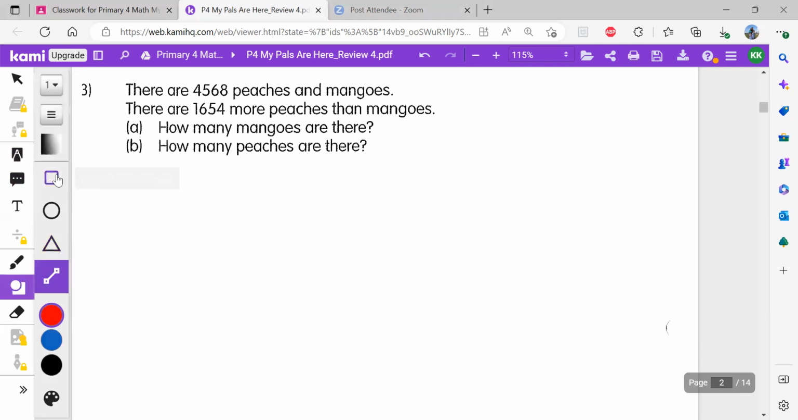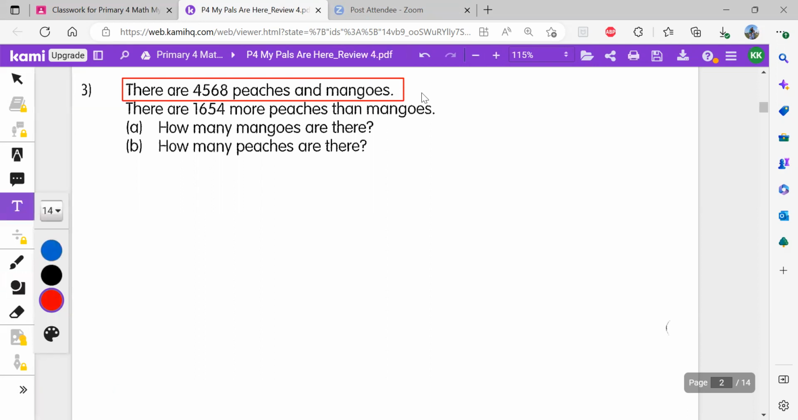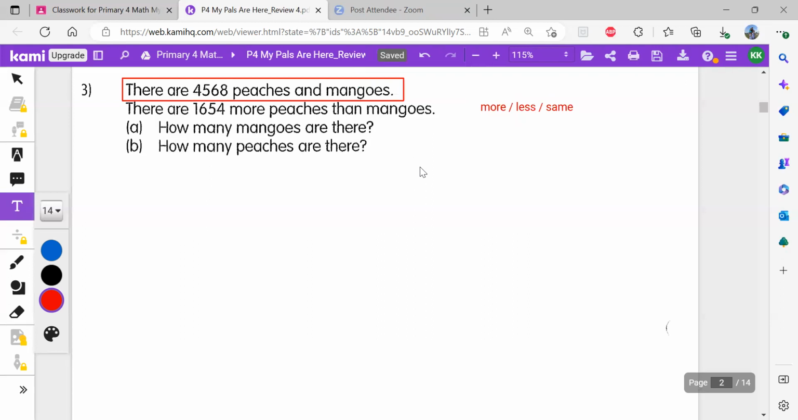Should I draw from the first sentence, which says there are 4,568 mangoes and peaches? The question is, do I know who has more, who has less? We always draw from the sentence where it shows comparison, whether somebody has more, less, or they have the same. Does the first sentence show us who has more? No, because I only know there are so many peaches and mangoes, but I do not know who has more.